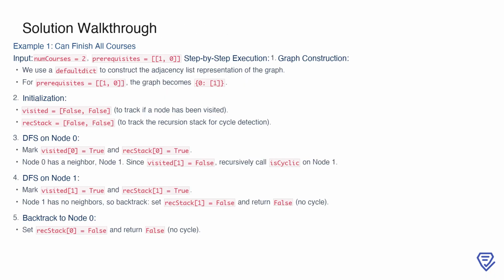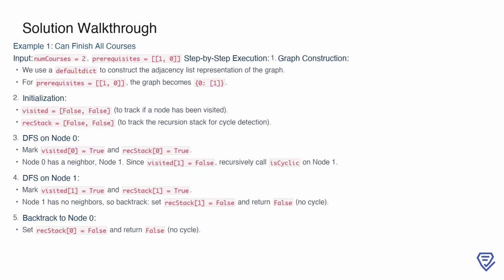In this first example, we have two courses with a single prerequisite. Course 1 depends on course 0. To determine if all courses can be completed, we start by constructing a graph using an adjacency list. Here, the graph representation becomes 0, 1, meaning course 1 has a direct dependency on course 0.